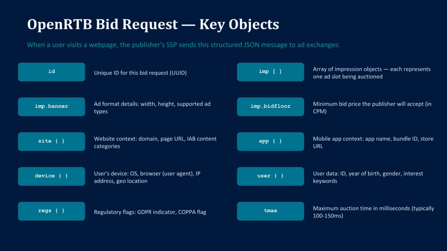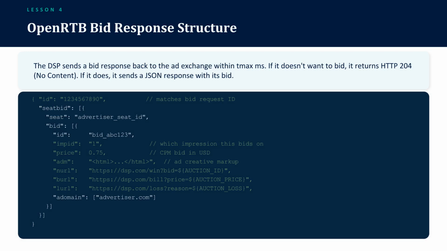The Tmax field specifies the maximum time the exchange will wait for bids, typically 100 to 150 milliseconds. Any bids received after Tmax are rejected. When a DSP receives a bid request and wants to bid on it, it constructs a JSON response and sends it back to the exchange before Tmax expires. If it doesn't want to bid on any impression in the request, it returns HTTP 204 no content, which is the standard way to signal a no bid without consuming unnecessary bandwidth.